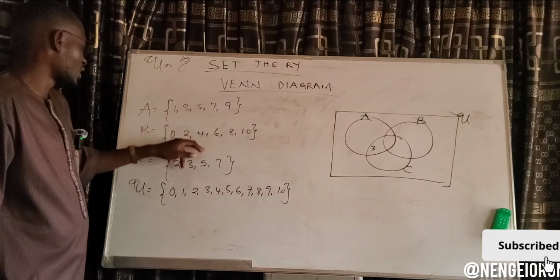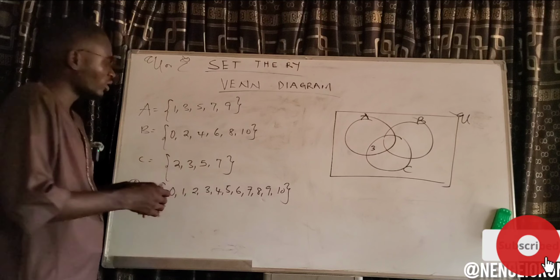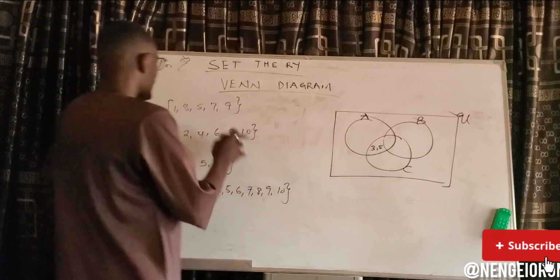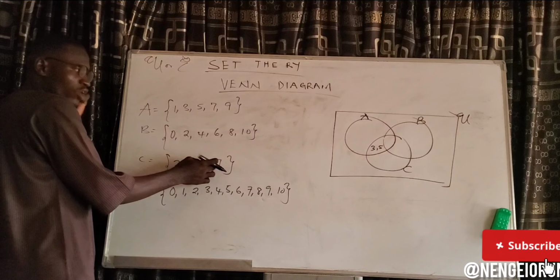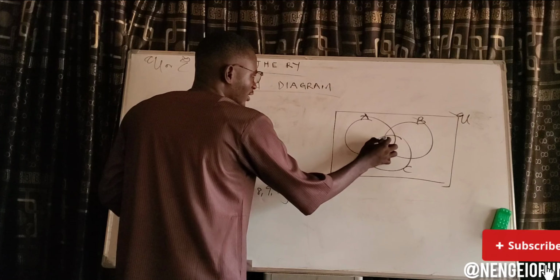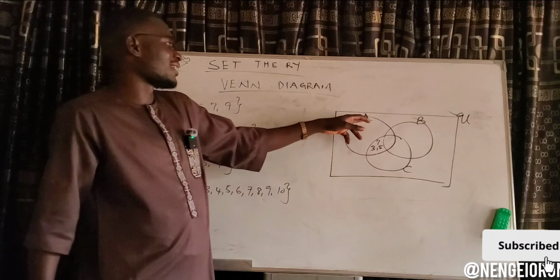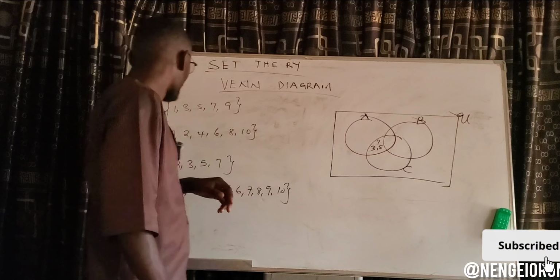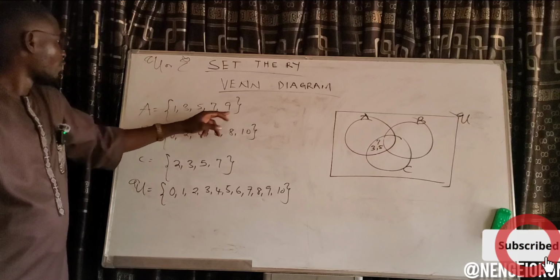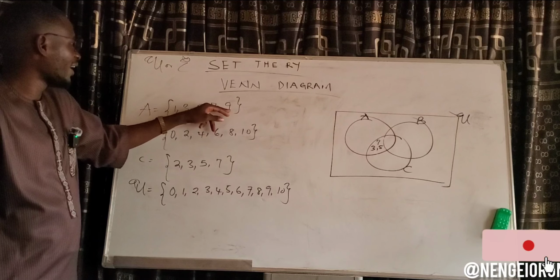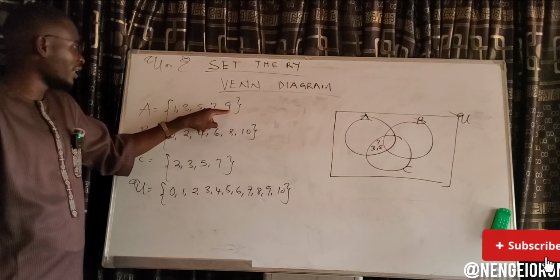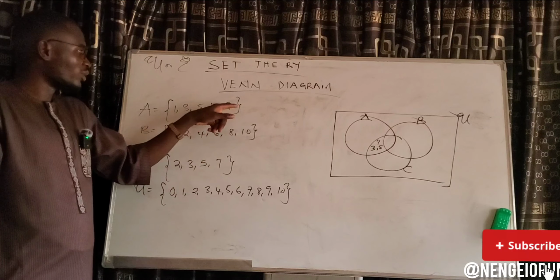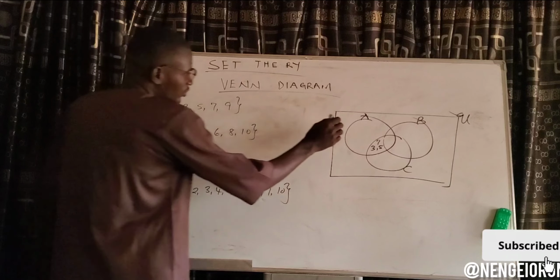5 and 5 still common between set A and C. You still write 5 here. 7 and 7 is still common. You still write 7 here. So this is a point of intersection between set A and C. So now for 9, 9 is only in A, 9 is not in B, 9 is not in C. So this 9 is only for set A. So you write it here.